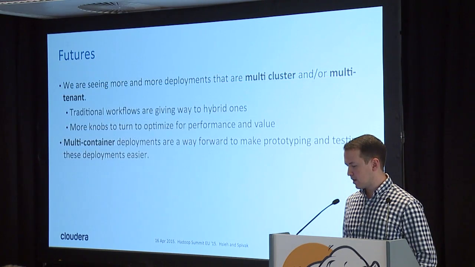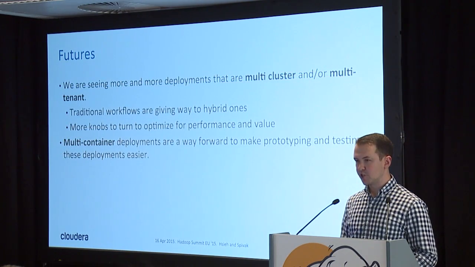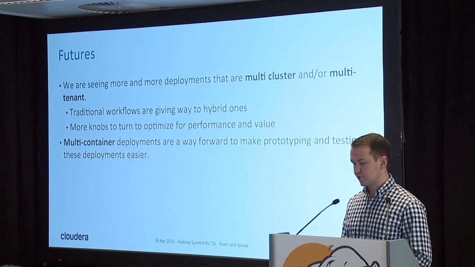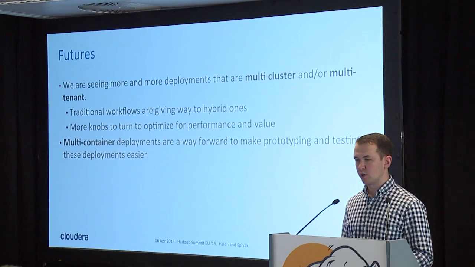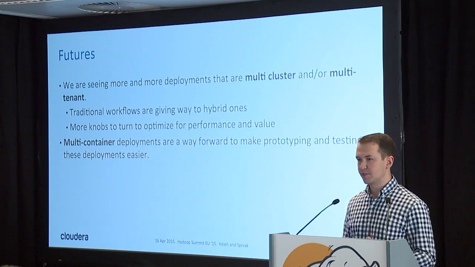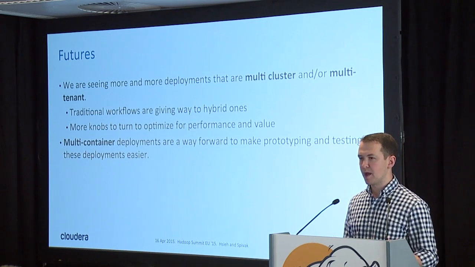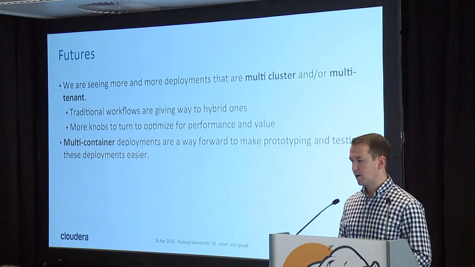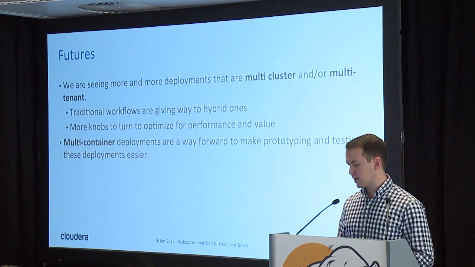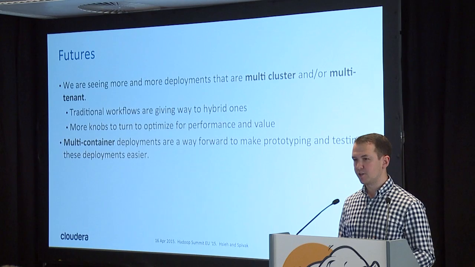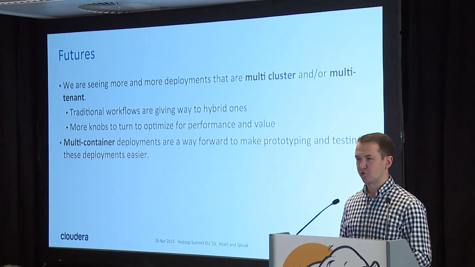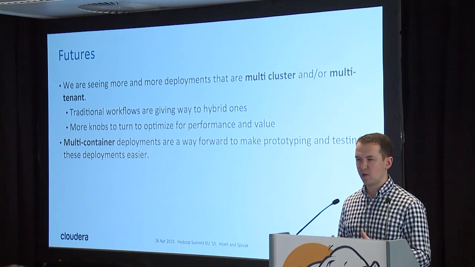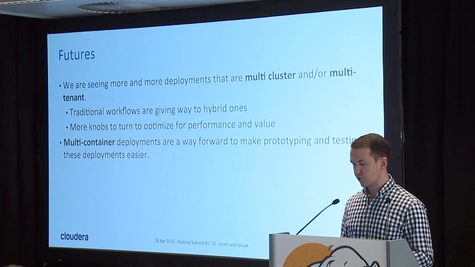So that's a summary. Some final futures here: in general, we're seeing more and more deployments that are multi-cluster and multi-tenant. In particular, you're seeing that traditional deployments where you're devoting a full cluster just to HBase are giving way to hybrid scenarios where people want to run Spark and MapReduce queries on the same machines as they're running an HBase instance. You have to keep in mind that now you have more knobs to turn. You no longer have to think about just being a service on its own on your cluster. You now have to think of how your settings are going to impact the other services that you're running.